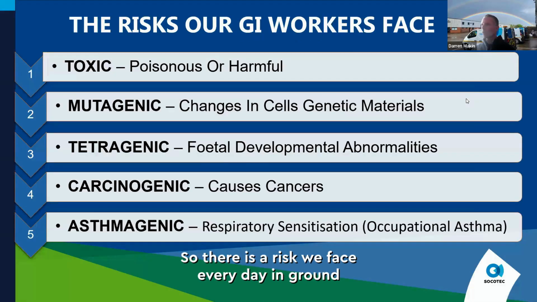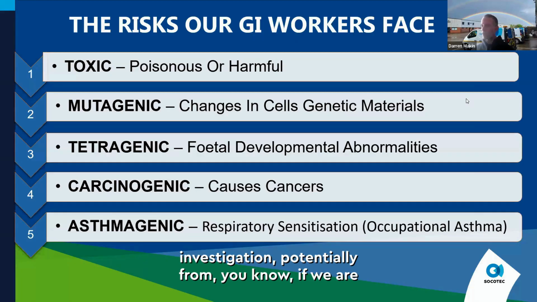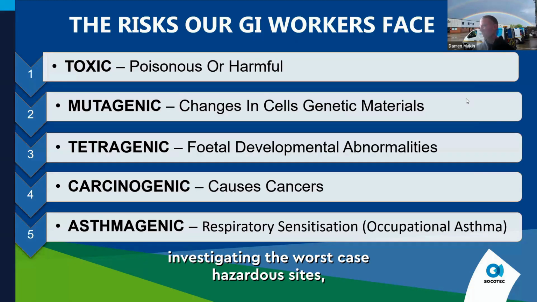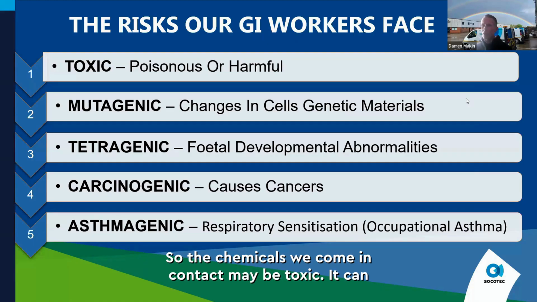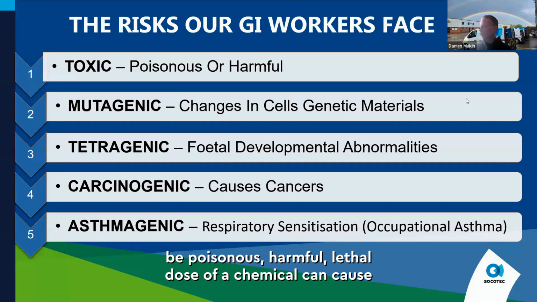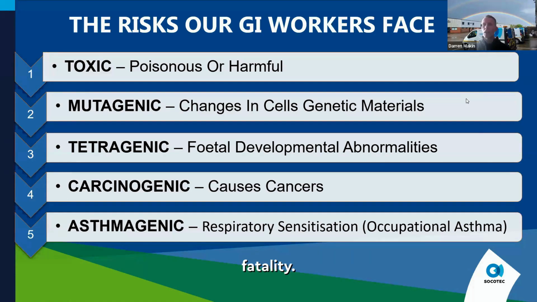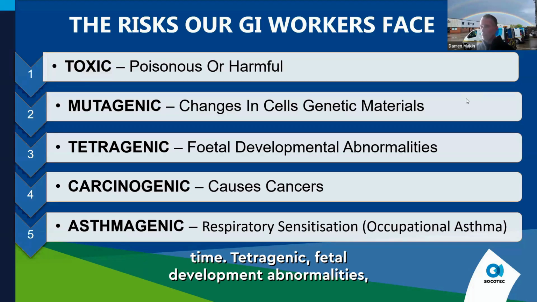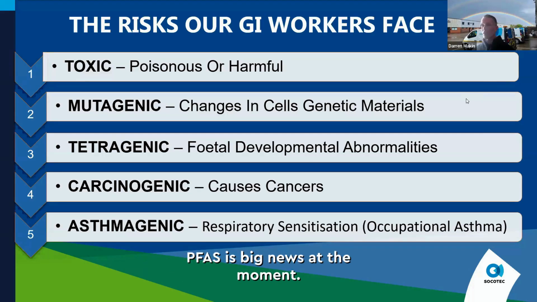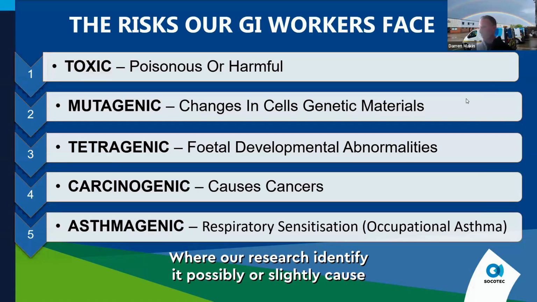So, the risk we face every day in ground investigation, potentially, if we are investigating the worst-case hazardous sites where there's more likely to be harmful substances, these are what we can face. The chemicals we come in contact with may be toxic, so they can be harmful, and a lethal dose of a chemical can cause fatality. Mutagenic can cause a change in our cells over time. Teratogenic means fetal development abnormalities. PFAS is big news at the moment, and research identified it as possibly or likely to cause that.